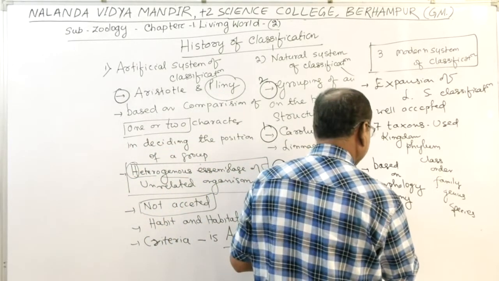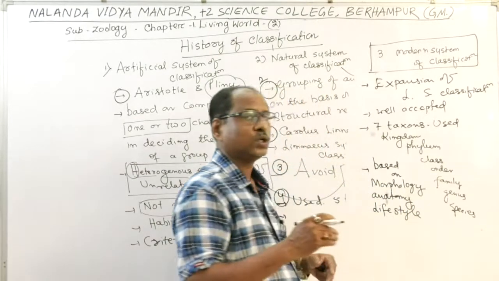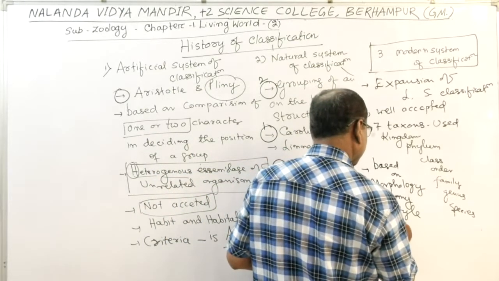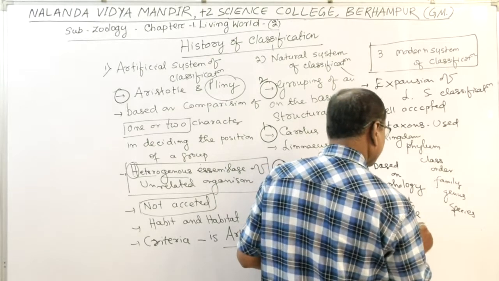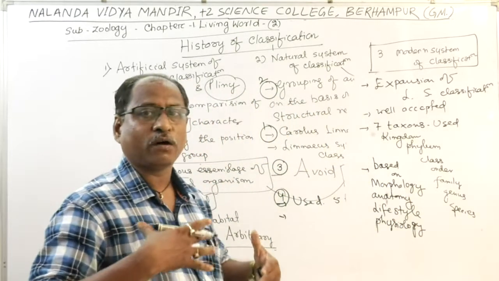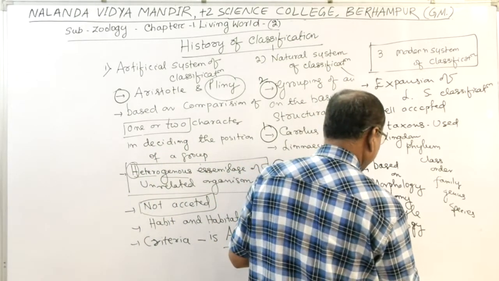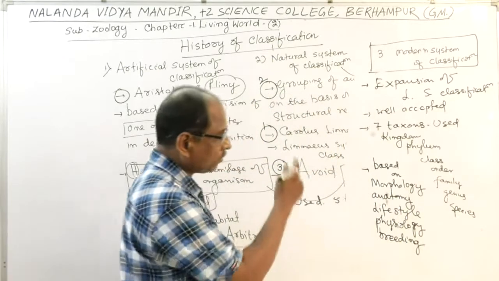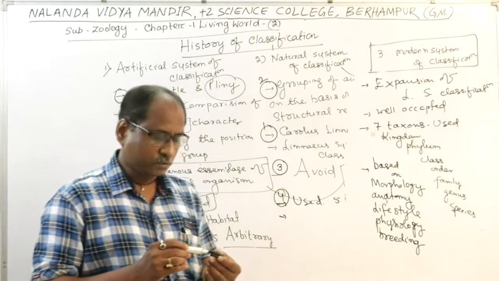Their lifestyle, their movement and their physiological function: physiology. The functioning of their various organs, and their breeding, reproduction period, reproduction. All of these are used for classification in the modern system of classification.